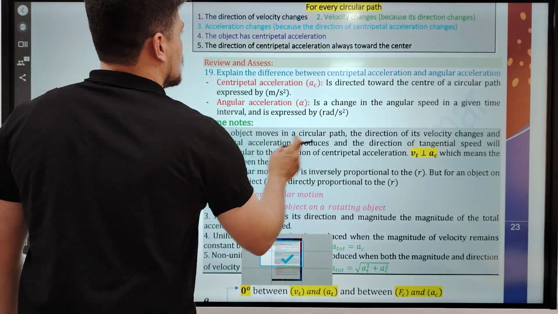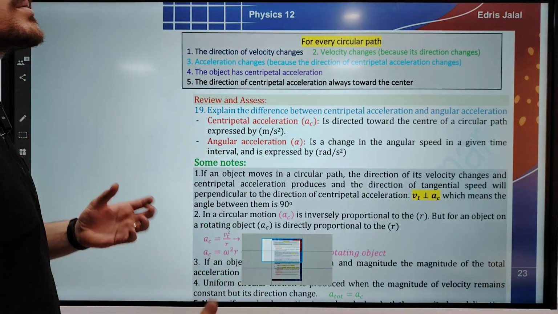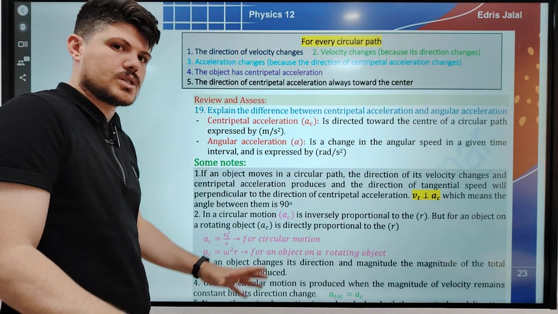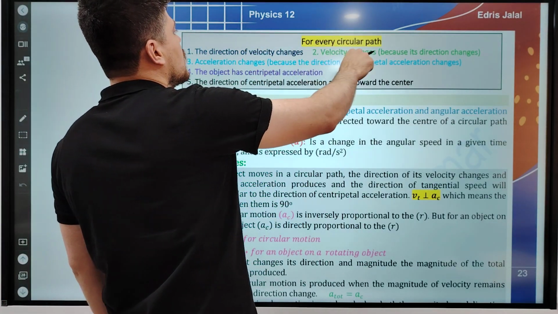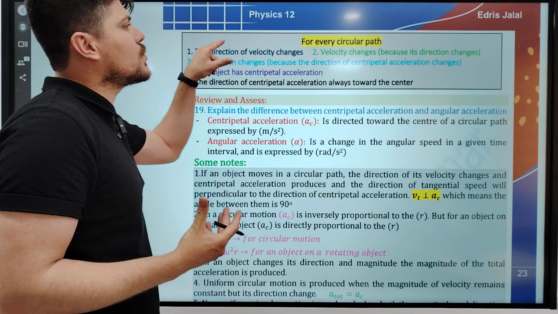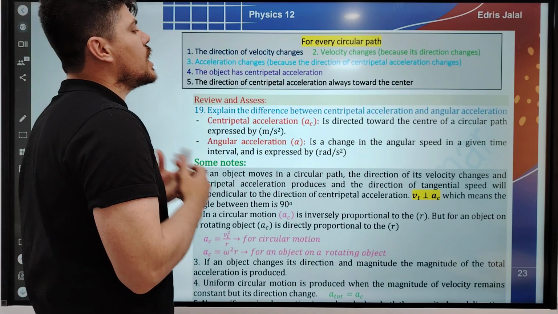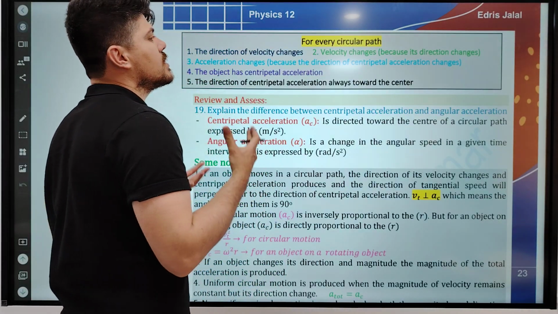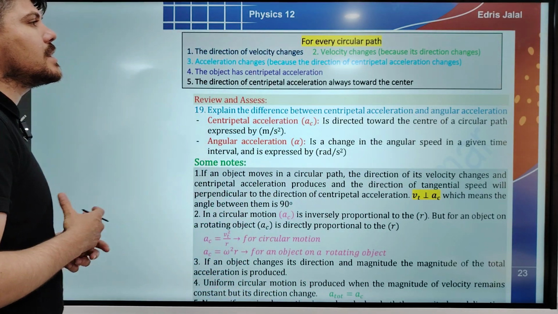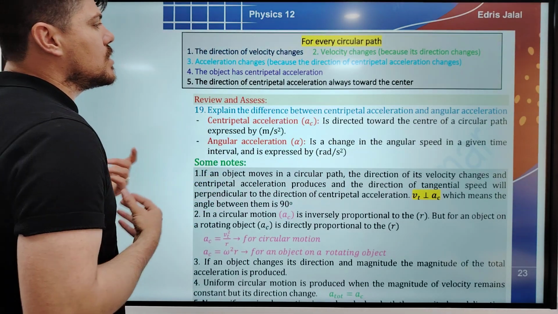Look at this note. For every circular path, the direction of the velocity changes, so centripetal acceleration is produced. For every circular path, the velocity changes. The velocity is not constant for a circular path. Why? Because the direction changes. For every circular path, acceleration changes. Why? Because the direction of the centripetal acceleration changes. That is why acceleration changes. In a circular path, the object's acceleration changes continuously.